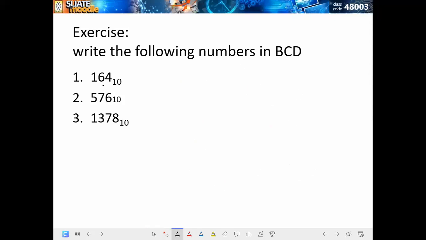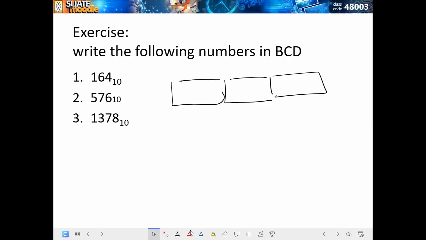This one, 164, the first one, in 3 bytes zone decimal format. 3 bytes means how many blocks, students? 3 blocks. Then you have to decide the value, and the value is put in this way.